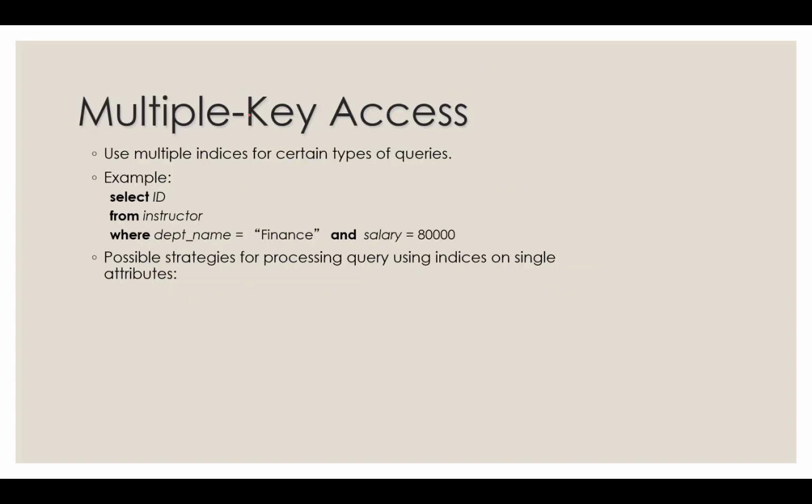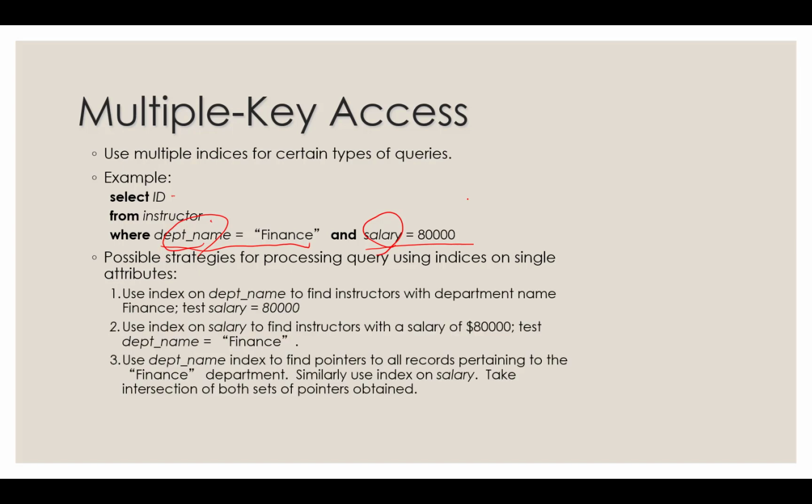You could also have multiple key access. Here we have 2 keys: department name and salary. We're selecting ID from the instructor table where department name is finance and salary is 80,000. There are possible strategies for processing this query using single-attribute indexes. You could have an index on just department name to find all the instructors in the finance department, and then test for the salary. Or you could have an index on salary, and then test for department finance.